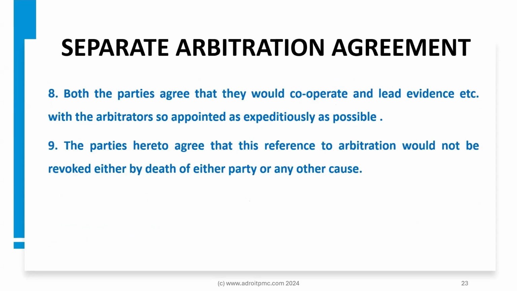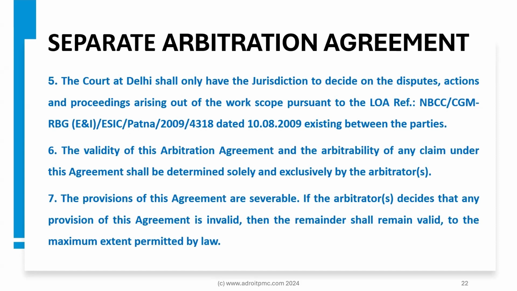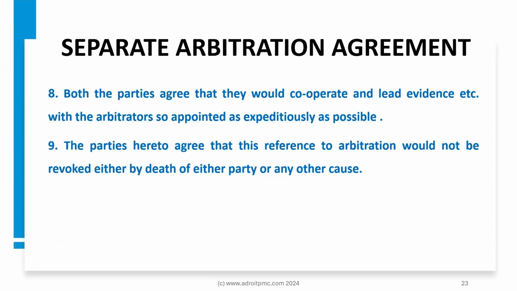The courts at Delhi shall have the jurisdiction to decide on the disputes, actions, and proceedings arising out of the work pursuant. So again, they have mentioned the contract to make it a clear one. The validity of the arbitration agreement and the arbitrability of any claims under this agreement shall be determined solely and exclusively by the arbitrators. The provisions of this arbitration agreement are severable. If the arbitrators decide that any provision in this agreement is invalid, then the remainder will be valid to the maximum extent permitted by law. So the severability clause is being mentioned in this agreement.